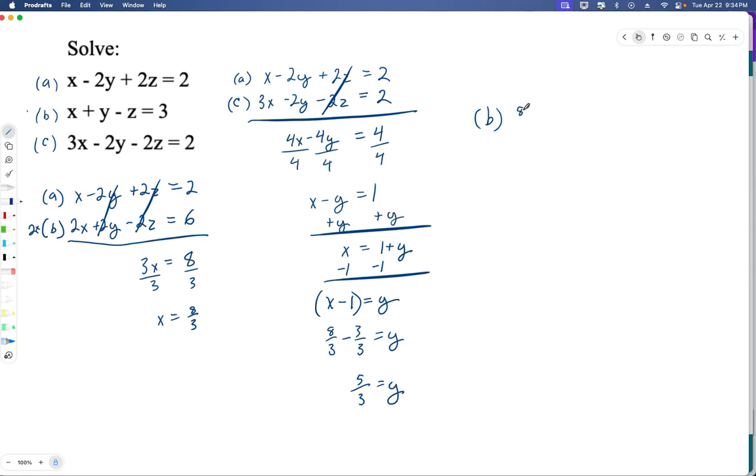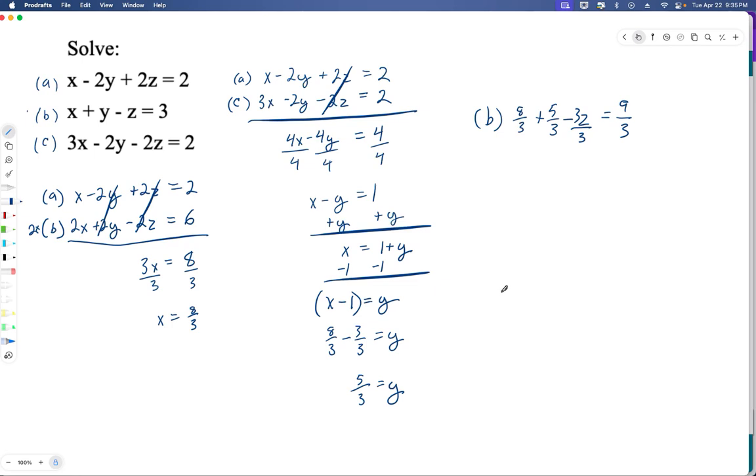So x is 8 over 3 plus y, which is 5 over 3, minus z, which we don't know. And I'm going to take 3 and turn it into a fraction over 3. So that's going to be 9 over 3. Now that everything has the same denominator, that's going to make life a little bit easier. In fact, I'm going to do the same thing to z. I'm going to multiply z by 3 over 3. So that's going to be 3z over 3.